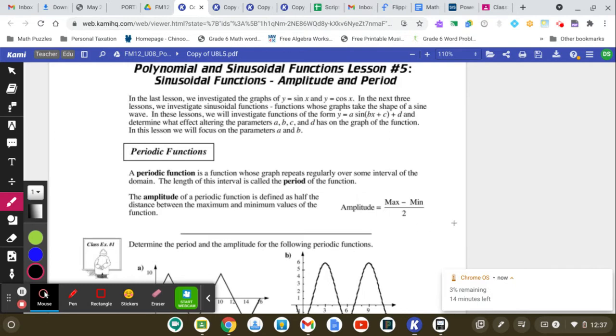Okay, ready? So polynomial and sinusoidal functions, lesson number 5. It says this: amplitude and period. We're going to start talking about the characteristics of this wave that we have going on.